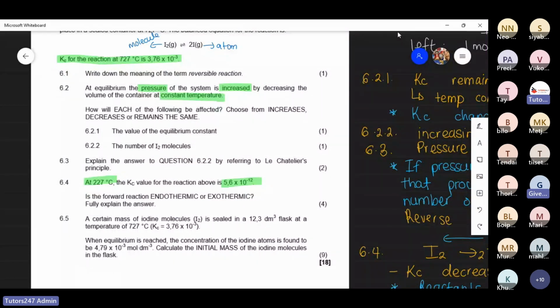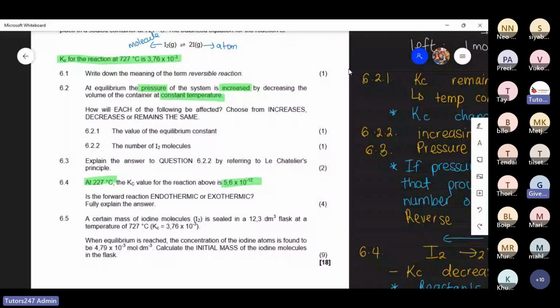Whenever there's a decrease in temperature, it favors the exothermic reaction. So now we need to figure out which is the exothermic reaction, or which is the favored reaction, because the favored reaction is exothermic. So let's look at our Kc. We know that Kc decreased, right? Which means that because Kc decreased, it's a low value, which means that the reactants are greater than the products. Therefore, the reverse reaction is favored.